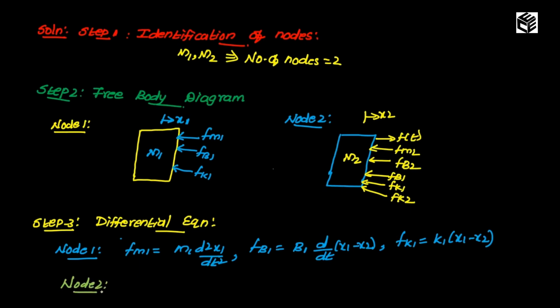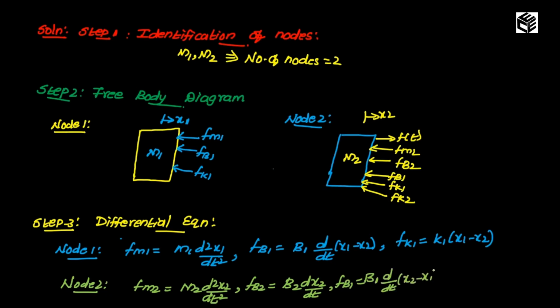Similarly, for node 2, the formulas are: FM2 is equal to M2 into d square x2 divided by dt square. FB2 is equal to, B2 is connected to M2 alone, therefore B2 into dx2 by dt. And FB1 is equal to, B1 is common, therefore B1 into d by dt of (x2 minus x1). And FK1, K1 is also common, therefore K1 into (x2 minus x1). Next is FK2, K2 is connected to M2 alone, therefore K2 into x2.